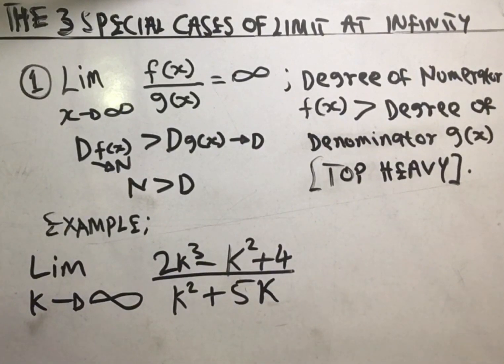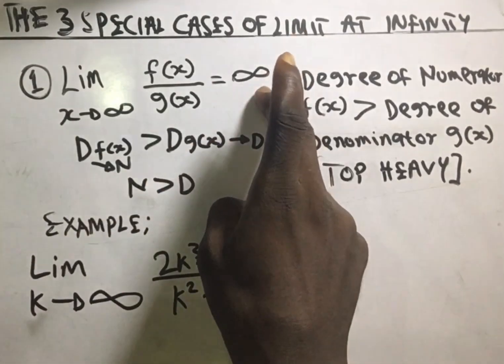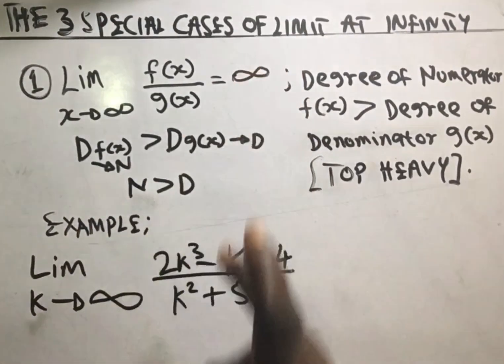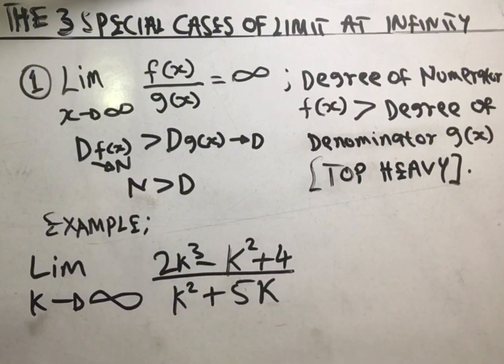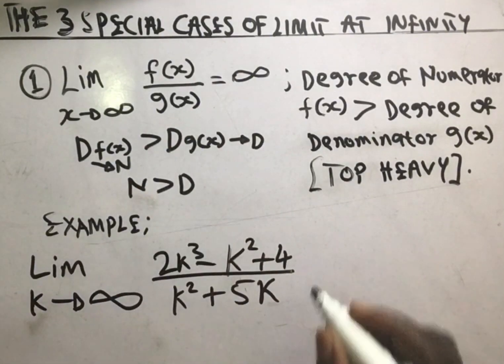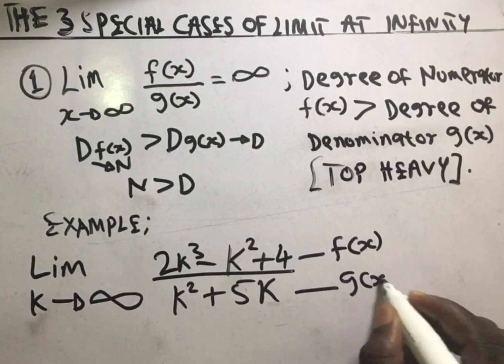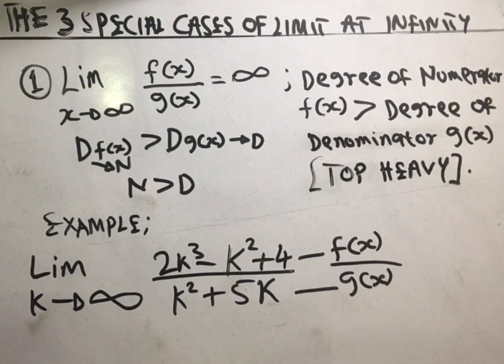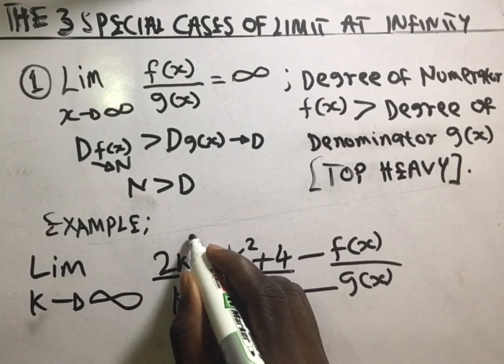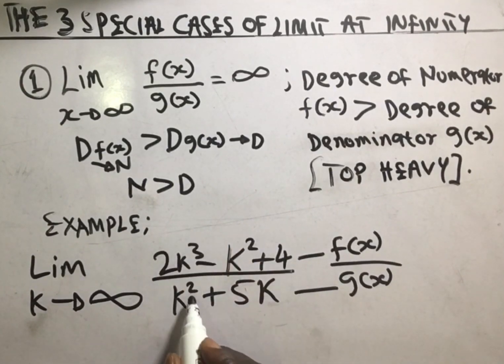Applying this condition to this question, our answer is going to be very straight without wasting time. We have to first of all identify whether this satisfies this condition. If this is our f of x and this is our g of x, this is our numerator and this is our denominator. Which one has a higher power? Which of them has a higher degree? Obviously the numerator has a higher degree, which is 3. The highest power here is 3 and the highest power here is 2.